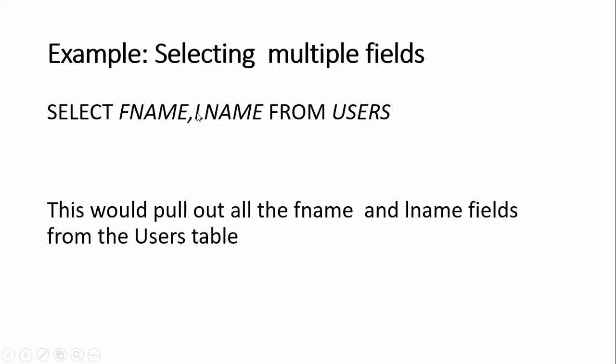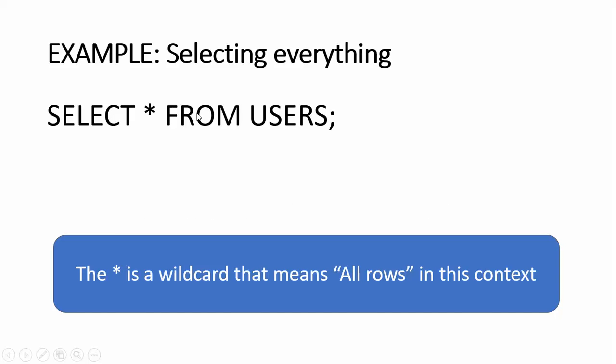What if you wanted everything out of the table? Select star from users. So the star is a wildcard. It just means everything. If you're just looking in the database to see what's in there, select star is fine, but I would never put star in an actual query that you're going to use in a real production context. I would not do that. I would write out your queries specifically.